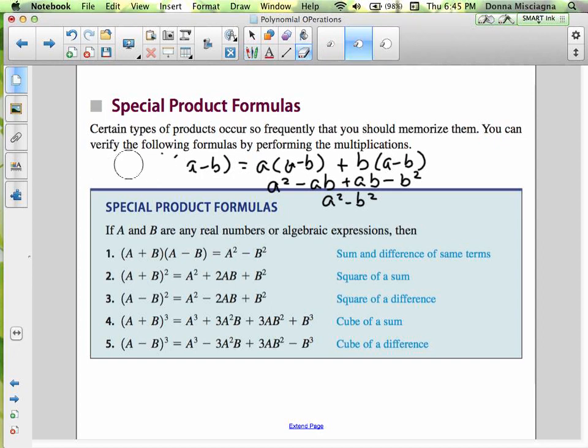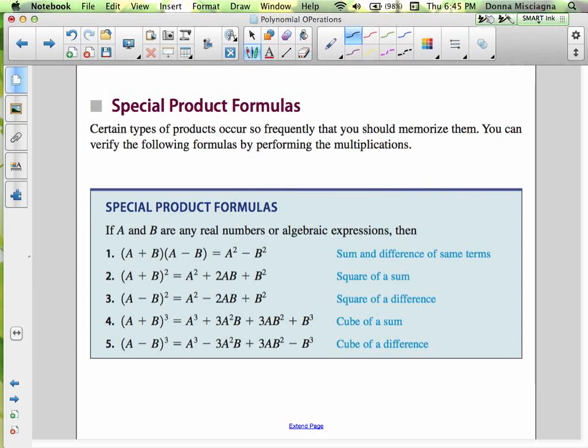Let's look at the second one. All right, so we have a plus b squared, a square of a sum. If I have a plus b squared, that's a plus b times a plus b. And if I'm multiplying using distribution, I'd have a times a plus b and b times a plus b. A times a is a squared. A times b would be ab. B times a is the same as a times b, ab. And b times b is b squared.